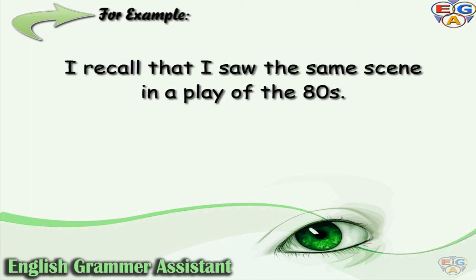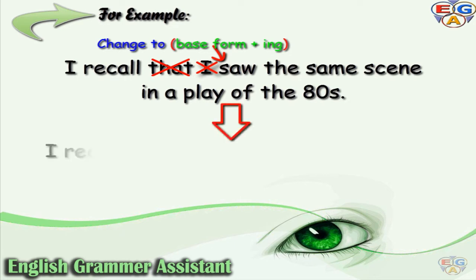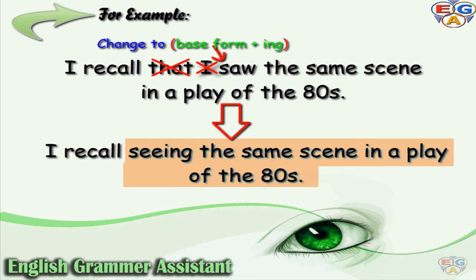For example, I recall that I saw the same scene in a play of the 80s. In order to reduce the noun clause in this sentence to gerund, eliminate the connector that, eliminate the subject I, and add ing to the base form of the verb saw. So, the new sentence becomes like this. I recall seeing the same scene in a play of the 80s.